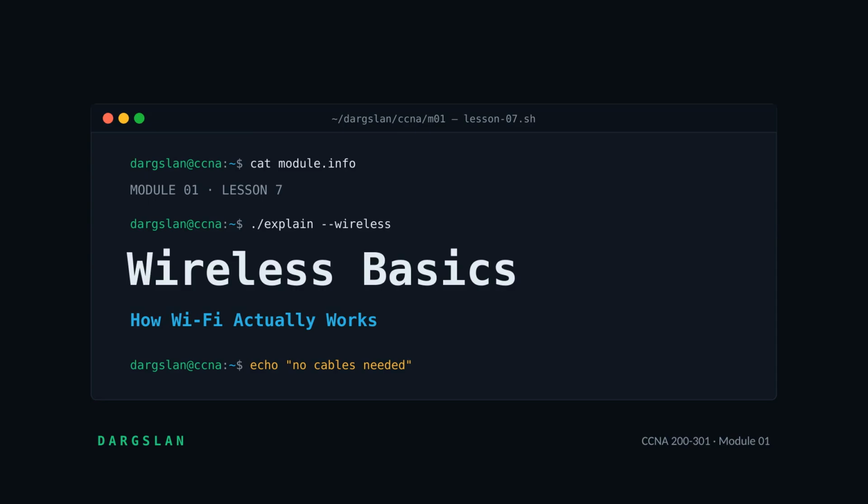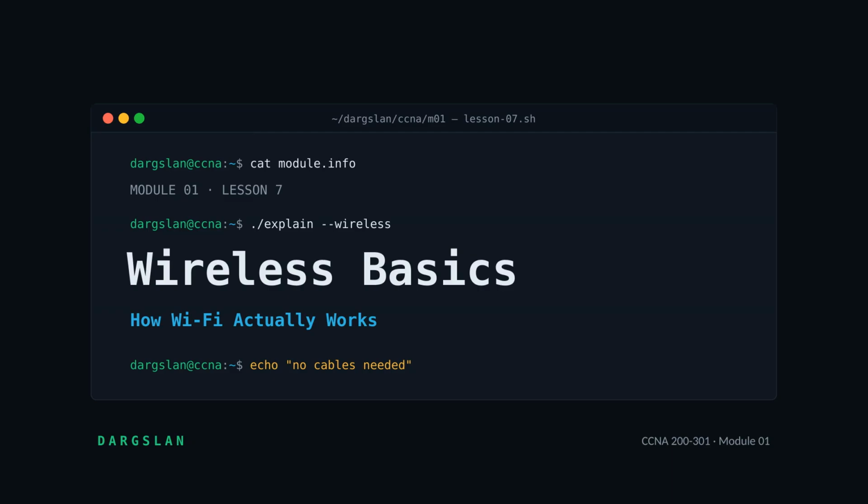Today, we're pulling the cables out of the equation entirely. This is Module 1, Lesson 7 of our CCNA M01 journey, and we're going to dig into wireless basics, how Wi-Fi actually works under the hood. Same networking concepts you already know, just carried through the air on radio waves instead of copper or fiber.